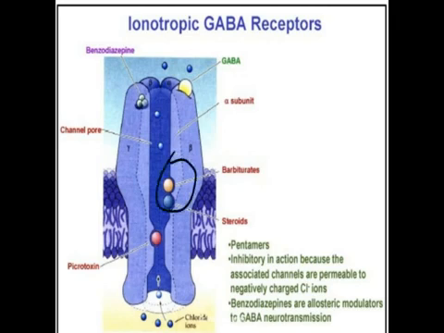Barbiturates bind here, GABA binds here. This is the channel pore through which the chloride entry takes place. Okay, so that is the pentamer. So that is the ionotropic GABA receptor, which has the chloride ion channel.